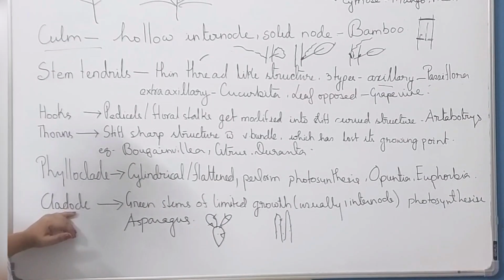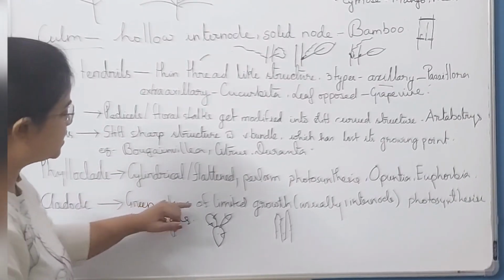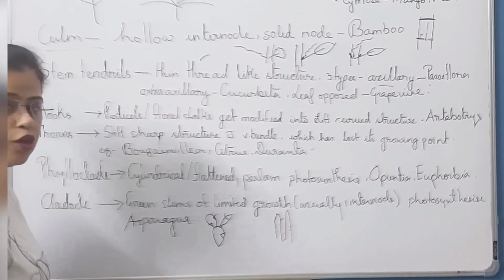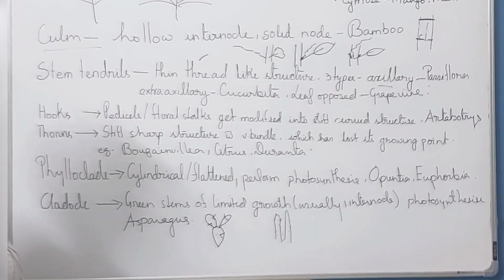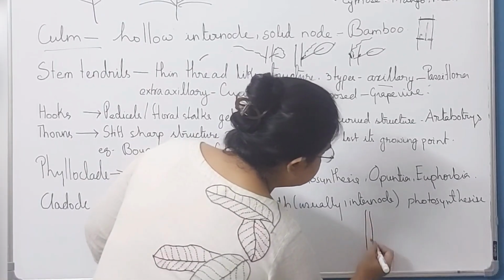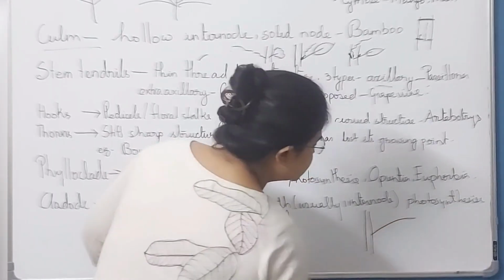Then come cladodes. Cladodes are also green stems of limited growth. Usually one internode, and they also do the job of photosynthesis. What is the difference? In Asparagus, for example, this is the main axis. This is the branch.